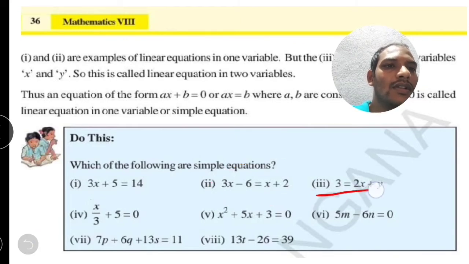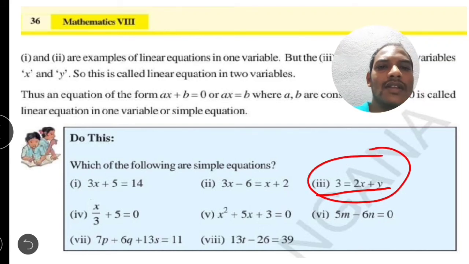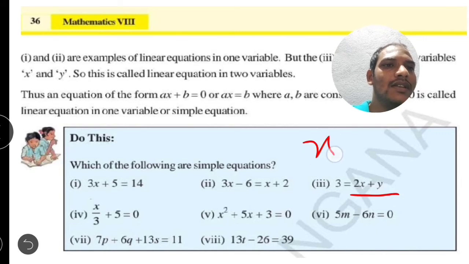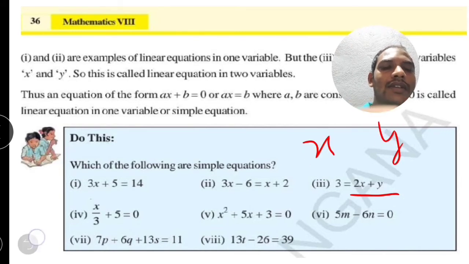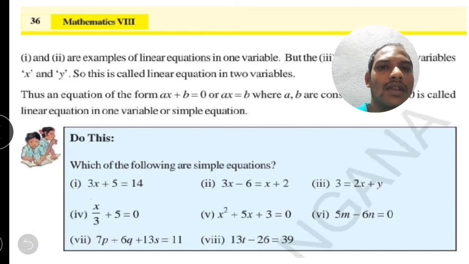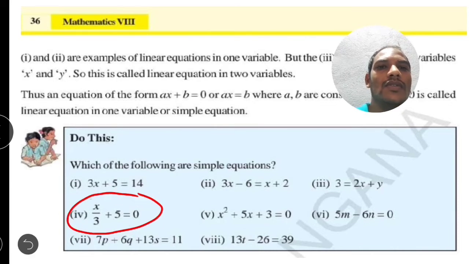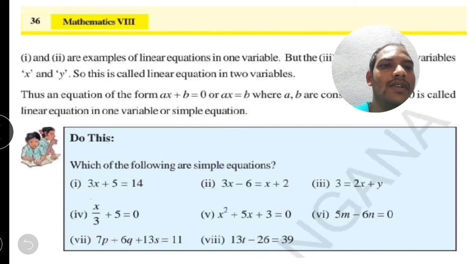Next, third question, 3 equals 2x plus y. It is a linear equation because its degree is 1, but it has two different variables, x and y. So it is not a simple equation. Next, fourth one, x by 3 plus 5 equals 0. It is a linear equation because its degree is 1 and it contains only one variable, x. So definitely it is a simple equation.